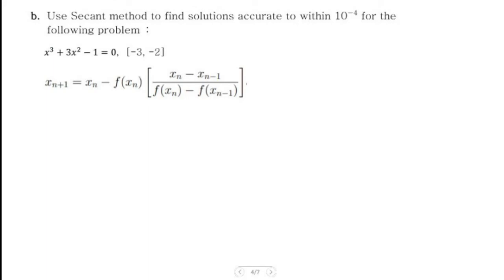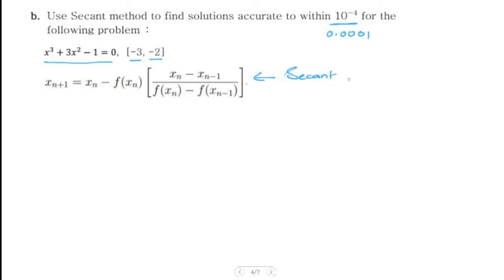In this section, we are going to discuss another example for the secant method. Here we are supposed to find the solution accurate to within 10 to the power minus 4, which is 0.0001. And we are supposed to find the root for the function x cubed plus 3x squared minus 1. We are given the initial guesses as minus 3 and minus 2. So this is our secant method formula.